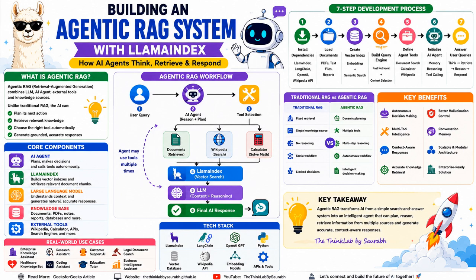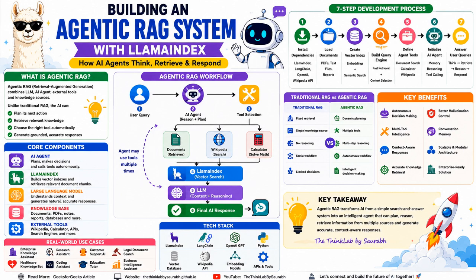So, step one, the user query. The process begins when the user asks the question. This question can be about research, business reports, coding, legal documents, documents from healthcare, or anything else, right? The agent first understands the intent behind the question. Step two, AI agent planning. Now the AI agent starts planning. Instead of following predefined rules, it creates a strategy, right? It decides which action should happen first. This planning phase is similar to how humans think before solving a problem.